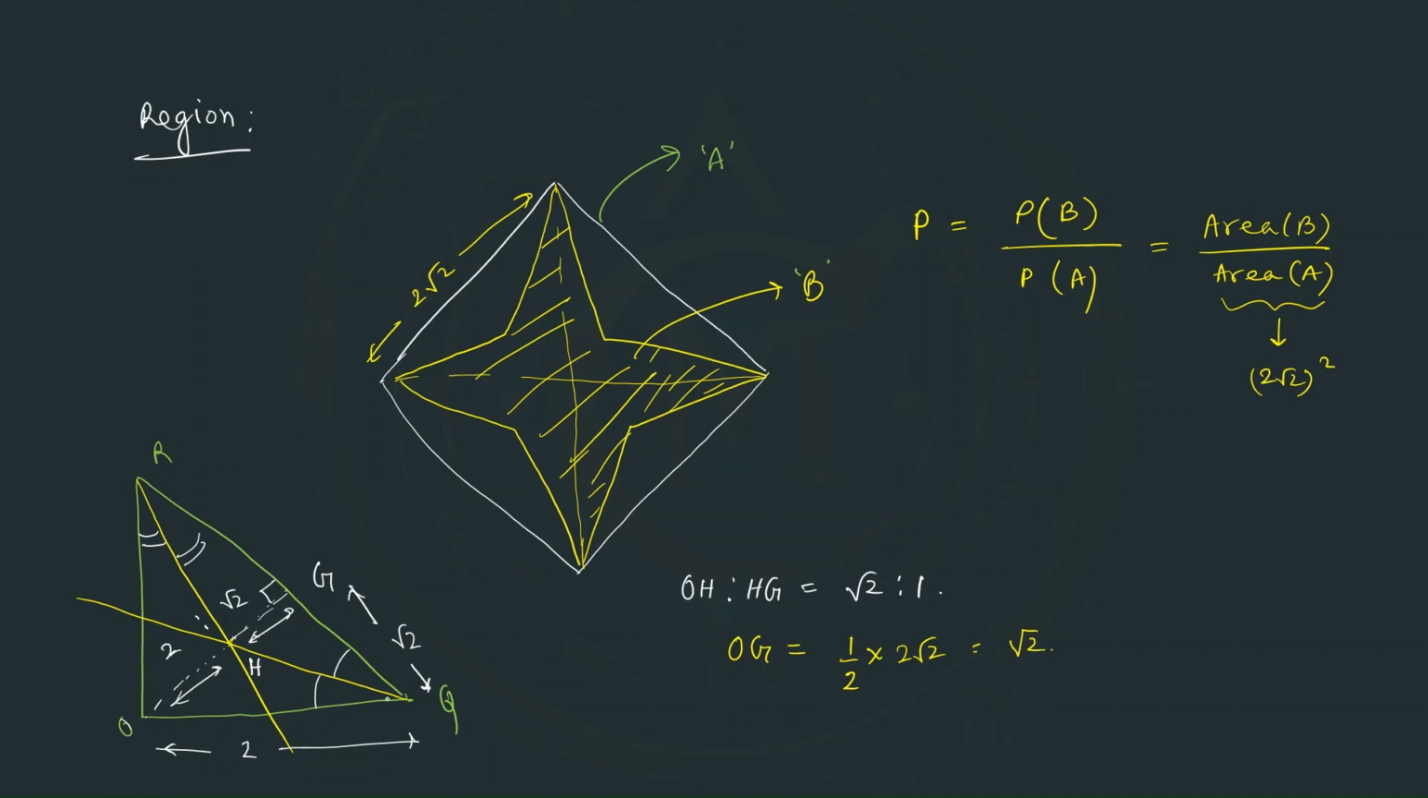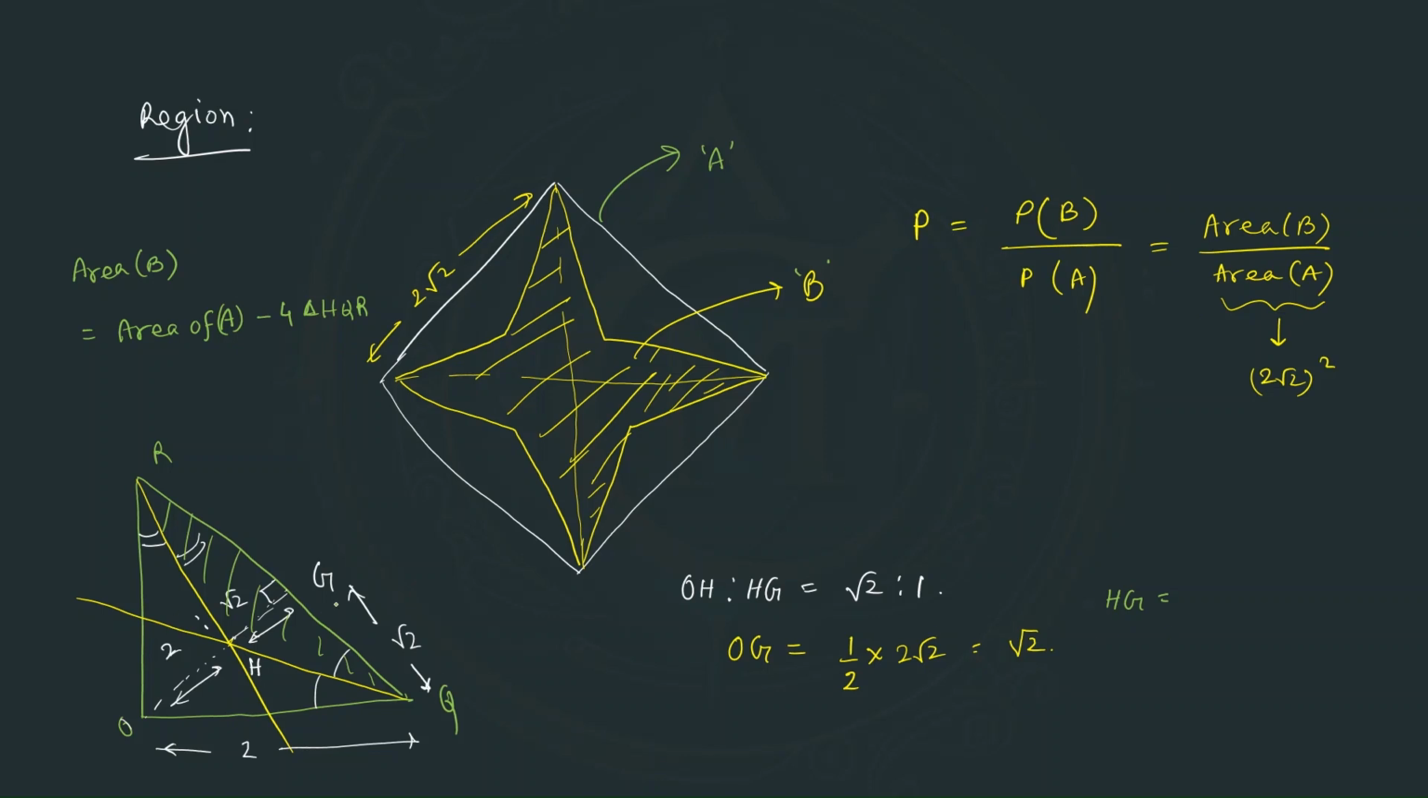So now we can easily find the length HG. Why are we interested to find the length of HG? Because then we can easily calculate the area of this triangle HQR like this. So our area of B can be written as this total area of A minus 4 times area of this HQR. This we can substitute here and find the probability.